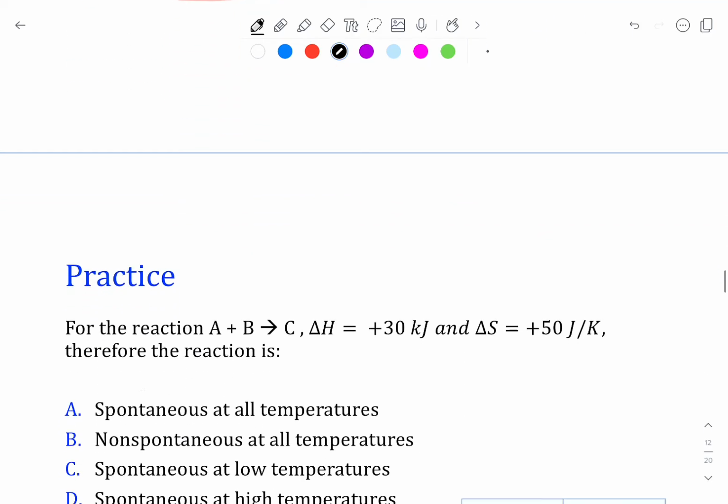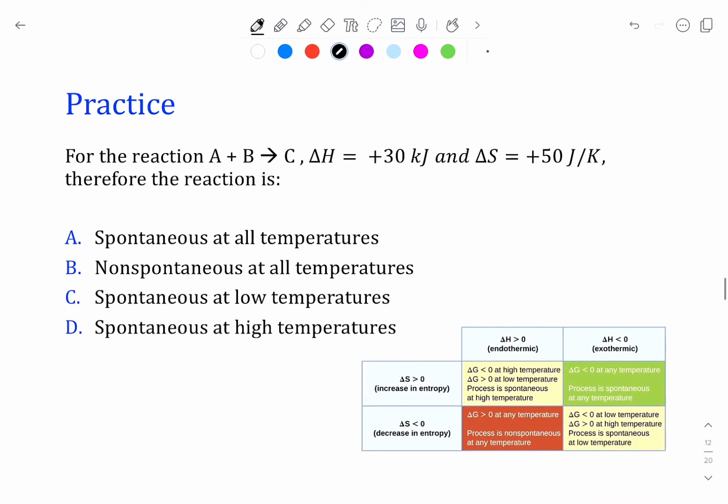So let's practice using this. For the reaction A plus B goes to product C, we know that delta H is positive 30 kilojoules and delta S is positive 50 joules. Therefore, this reaction is what? Use those values to determine if this reaction is going to be spontaneous at all temperatures, non-spontaneous at all temperatures, or spontaneous at either low or high temperatures.